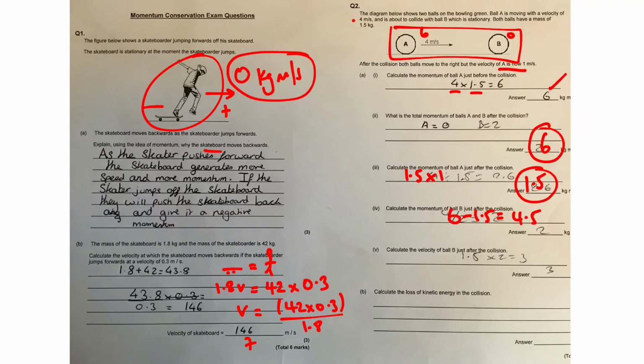And then finally, to calculate the velocity of ball B just after the collision, well, we know the momentum 4.5, we know its mass 1.5, so the answer there is 3, although this person here got it wrong. We got it right, but for the wrong reasons.